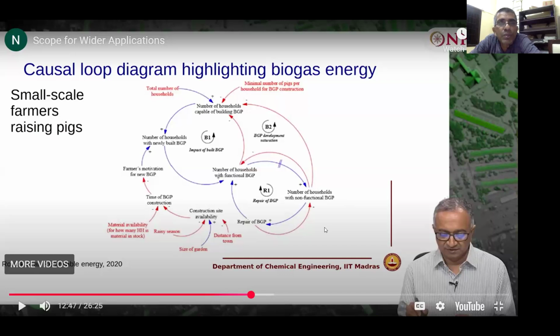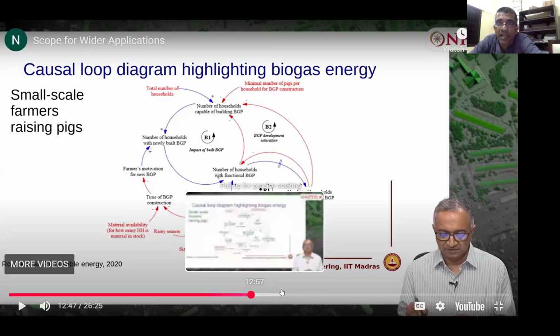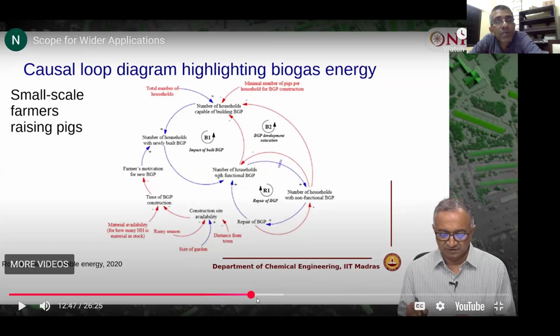So if you follow B2, the number of households with functional biogas plants, the more the number of households who already have biogas plants... if you go to a place where everybody has a car, how can you sell a car there? So the number of households with a functional biogas plant goes up, the number of households capable of building will be less. The opposite.